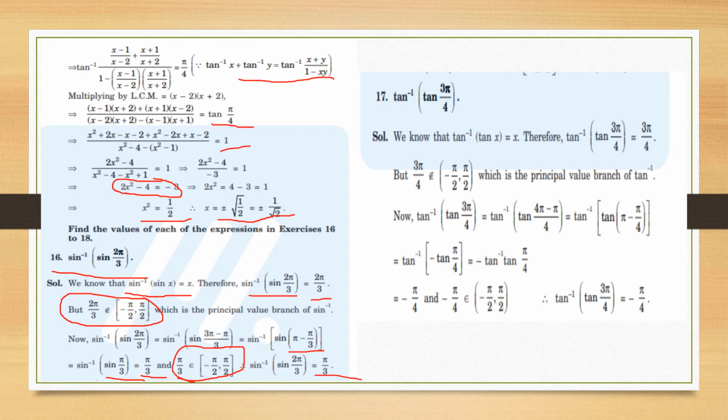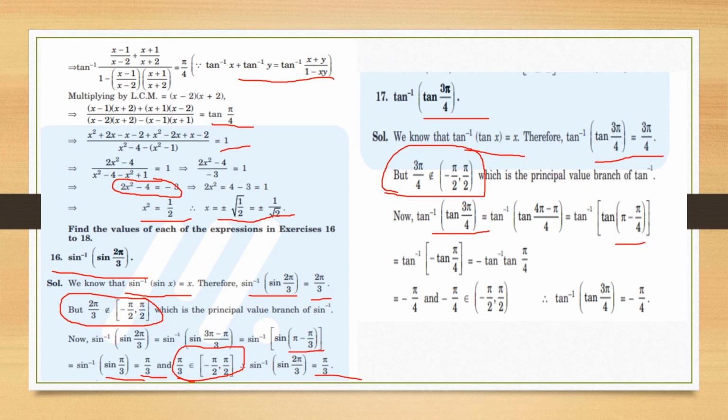Now tan inverse tan 3 pi by 4. Here again tan inverse tan x equals x, but this will not give me the value 3 pi by 4, as 3 pi by 4 does not belong to the principal value branch of tan inverse x, right? So I have to split this: 3 pi by 4 can be written as pi minus pi by 4. Tan of pi minus pi by 4.